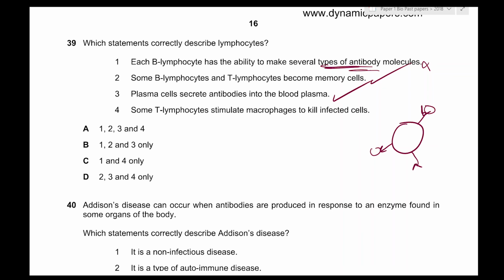4, some T lymphocytes stimulate macrophages to kill infected cells. So, some T lymphocytes, which is the T helper one, so be careful, it's the T helper, not the cytotoxic one. The T helper secretes cytokines which activate macrophages to be more aggressive and kill infected cells by phagocytosis. So it's the cytokines secreted by the T helper which activate the macrophage. So 2, 3, and 4 are correct, and the answer is going to be also D.